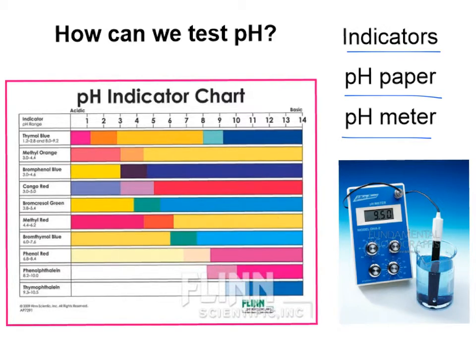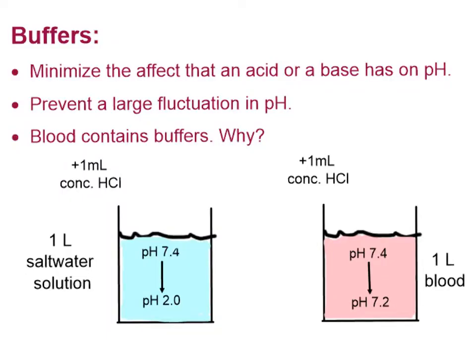And the last thing we'll look at are buffers. A buffer is a chemical that will minimize the effect that an acid or a base has on pH. In essence, a buffer prevents large fluctuation in pH. So blood contains buffers. Here's just an example. This is some saltwater solution. It has no buffer. Blood, this is the same amount, 1 liter salt solution, 1 liter blood, but it has a buffer in it. And why would blood contain a buffer?